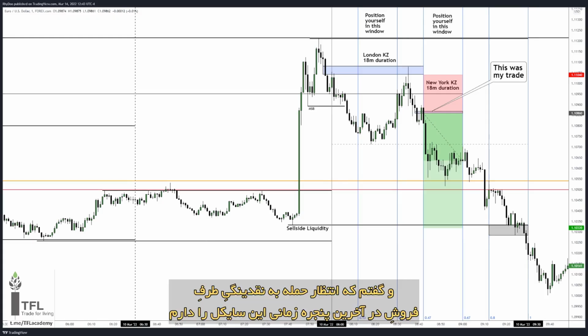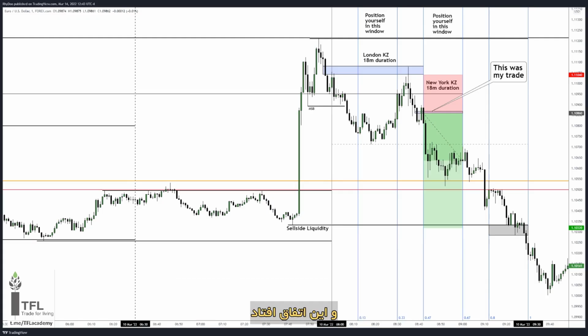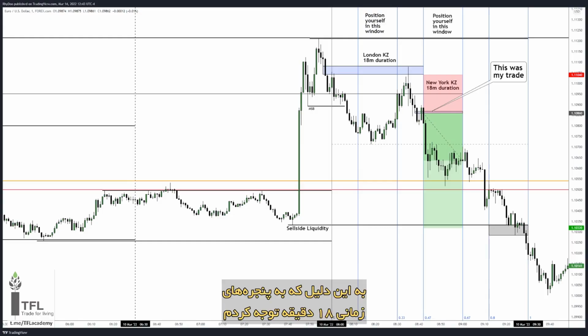And I did say I want to have a sell-side liquidity raid inside the last time window of this cycle, at earliest, and it happened. This is because of having the 18-minute time window in mind. You want to position yourself in the 18-minute windows or even exit there.